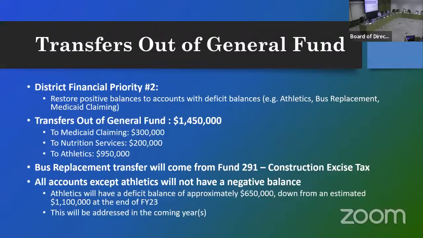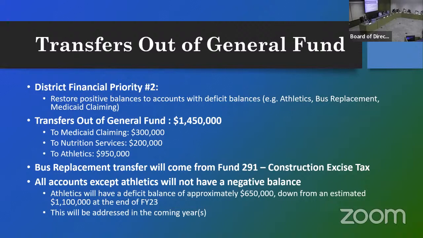The other thing that we have is a negative balance in our bus replacement fund. And the reason that's the case is the board authorized the district to use the construction excise tax fund to pay for bus replacement. The construction excise tax is a tax on builders when they build new construction. When they pull their permits, a certain amount of revenue comes to the school district, and it's compensating us for the growth that's coming into our district. And we can use those funds for capital goods, including the purchase of buses.